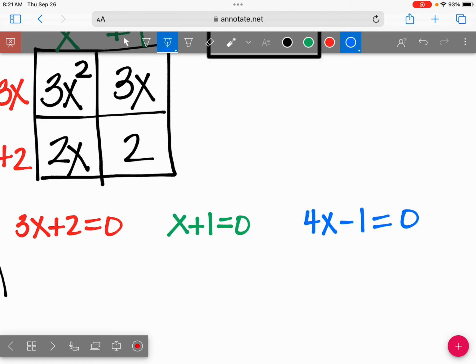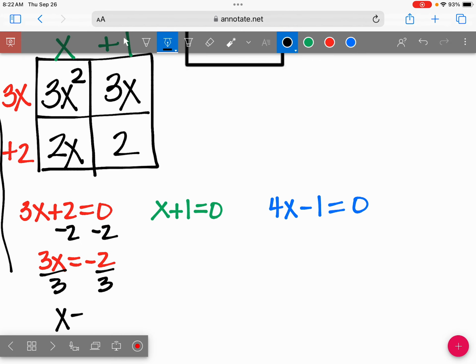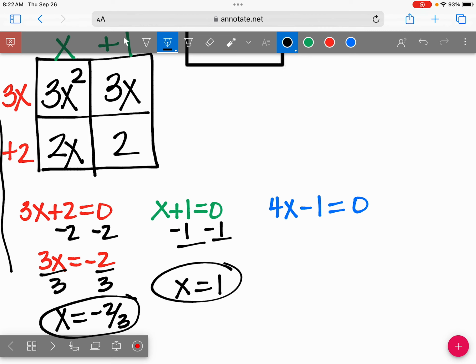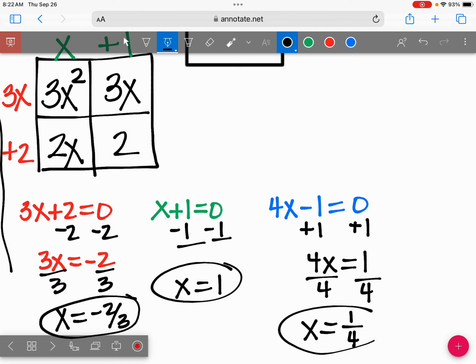Okay, so for the first one, we are going to subtract the 2 and divide by 3. So we get x equals negative 2/3. For the second one, we're subtracting the 1, and we get x equals positive 1. For the third one, we have to add 1 and divide by 4. And those would be your 3 solutions. Go ahead and write those in that box that says roots.